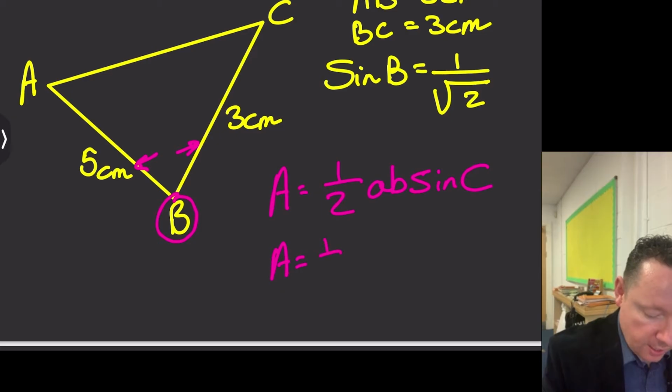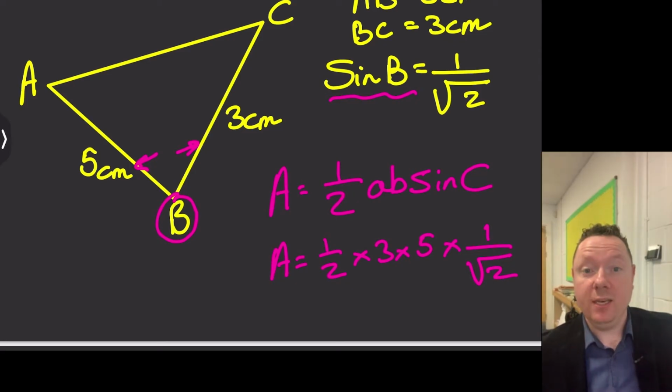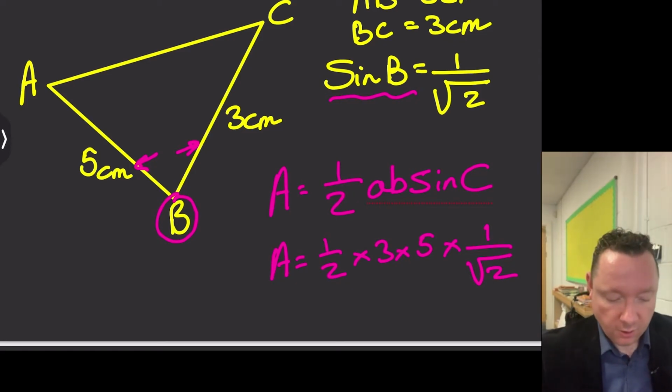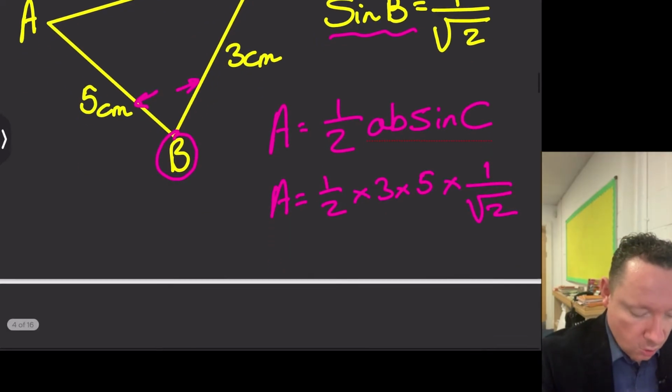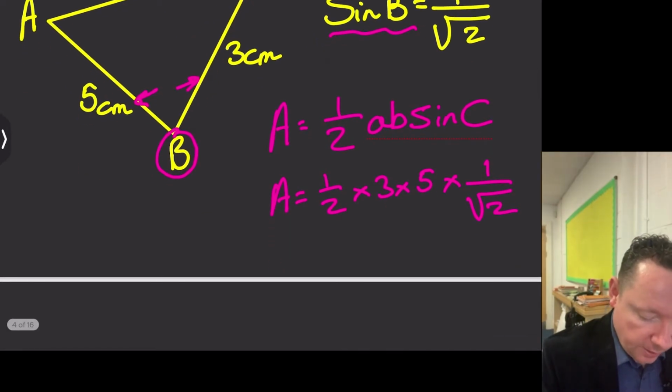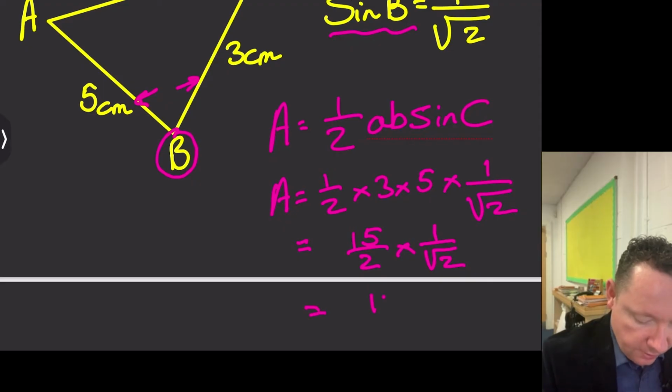I can just say that's a half times the two sides, 3 and 5, times the sine of B. Well, sine of B is all of this, so 1 over root 2. That's why they've told us the sine of B, because I've not got a calculator. It's a little bit tricky, this one, because it's got some surds in it, but let's just give it a go. So we've got a half times 3 times 5, well that's 15 over 2, times 1 over root 2. So that's 15 over 2 root 2.